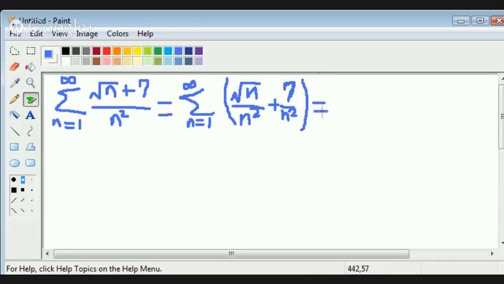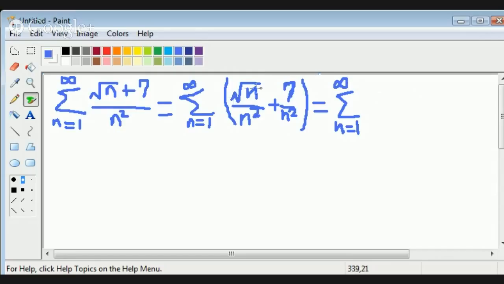So what you can do now is to have these two separated. And sometimes you can simplify a few of these parts.